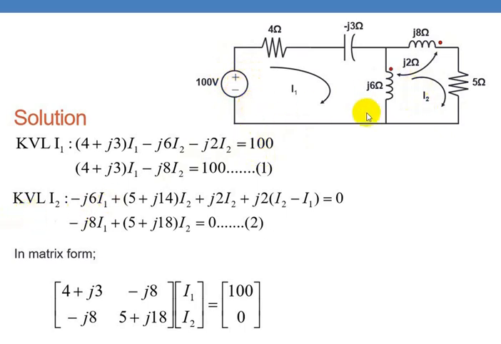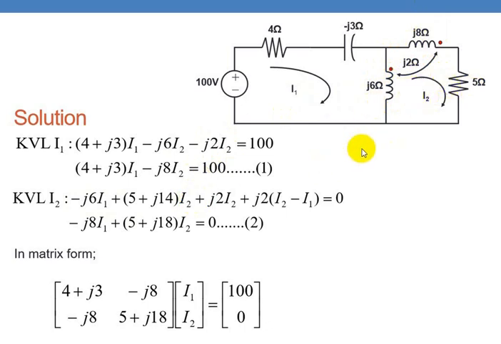So coming to the second loop, again Z21, the element common between the two meshes, therefore you have to write j6 into I1. The sign depends on the current directions in the coil. I1, I2 are in opposite directions, so you have to write minus j6 I1. Then plus Z22, you have to sum up all the resistance and reactance in this, that is j8 plus j6 is j14. 5 plus j14 into I2.